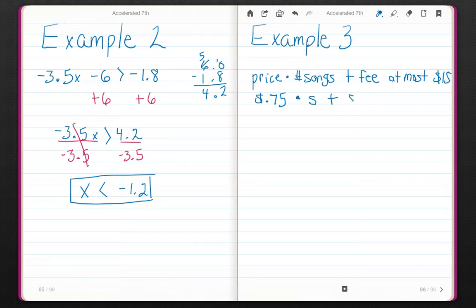plus the fee of $5.70 is at most, so can be no more than, so is less than $15. Less than or equal to. It can equal $15, but it cannot be over $15. So 75 cents S plus 570. So my first step is to subtract $5.70 from both sides.